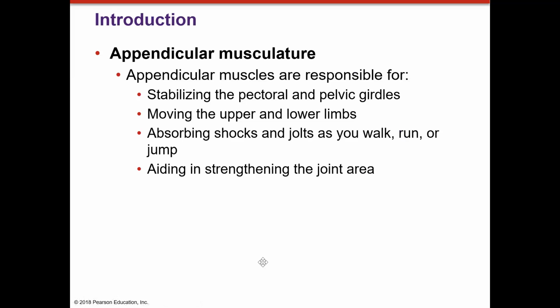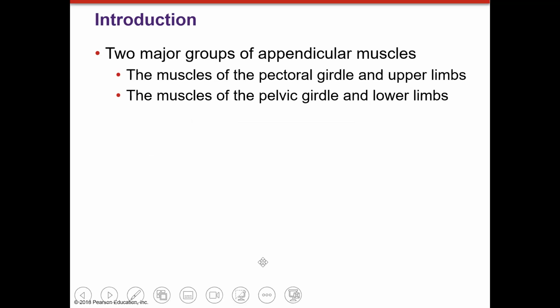Appendicular muscles are responsible for stabilizing the pectoral and pelvic girdles, moving the upper and lower limbs, absorbing shocks and jolts as you walk, run, jump, and aiding in strengthening the joint area. Two major groups of appendicular muscles are the muscles of the pectoral girdle and upper limbs, and the muscles of the pelvic girdle and lower limbs.